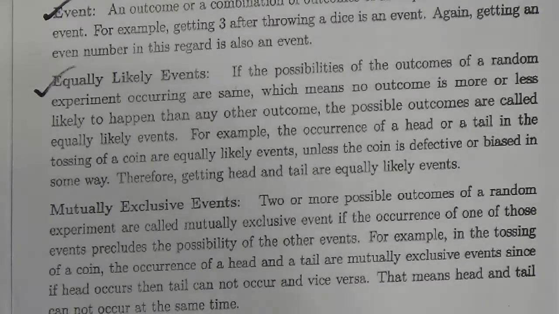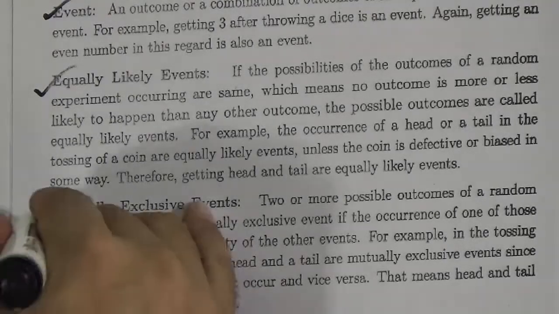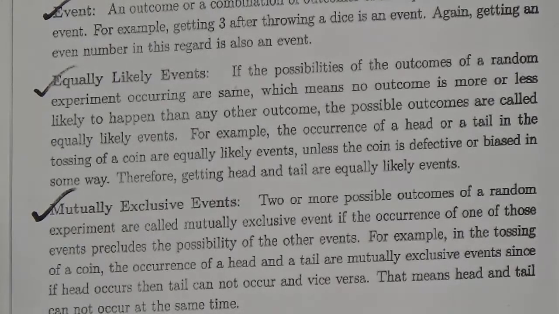In this case, as the possibility of getting any event is the same, these events are known as equally likely events, as their possibility of getting any event is same or equal. Okay, now the next topic, mutually exclusive events.